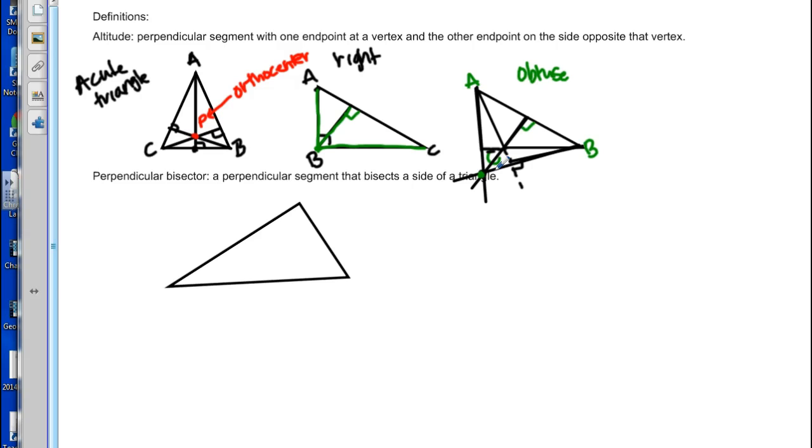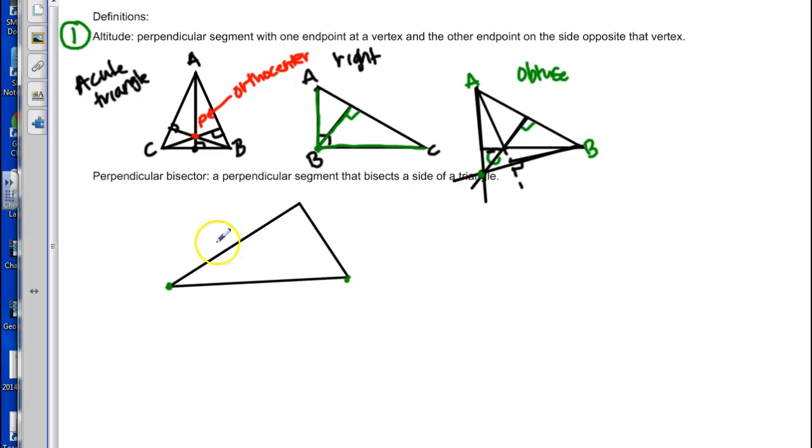All right, so let's talk about perpendicular bisector: a perpendicular segment that bisects the side of a triangle. An altitude was a perpendicular segment that starts at the vertex and is perpendicular to the opposite side. That was the first thing we looked at. Now we're looking at a perpendicular bisector, which is going to bisect the side. It does not have to come from the vertex, but we've constructed segment bisectors. And so what I would like to do now is cut this segment in half.